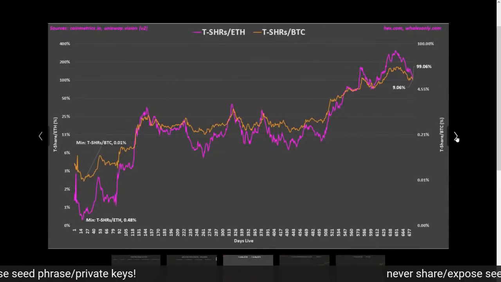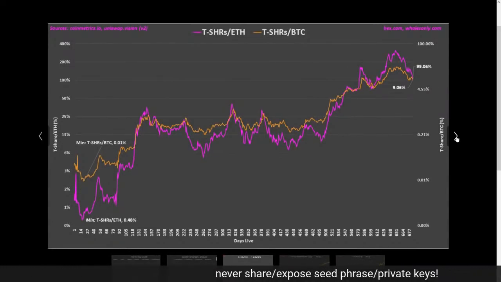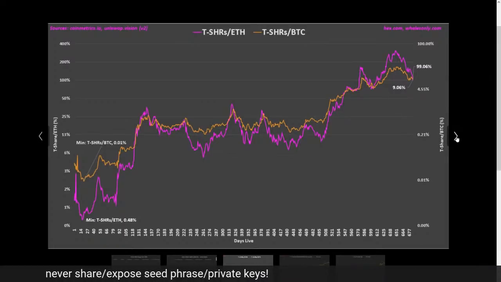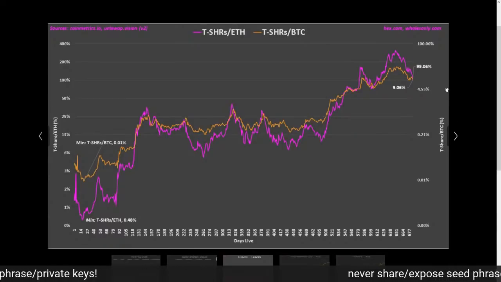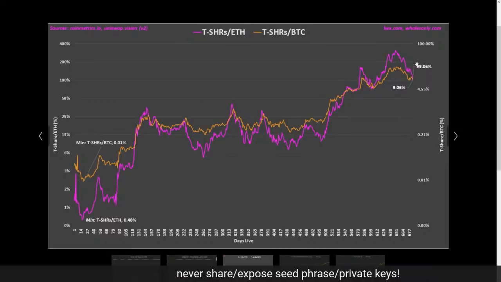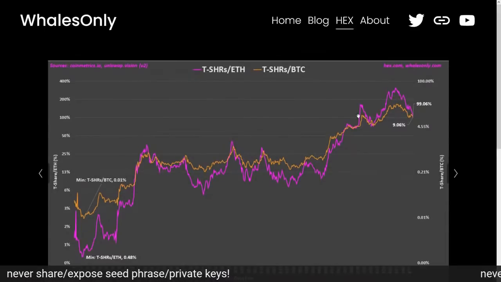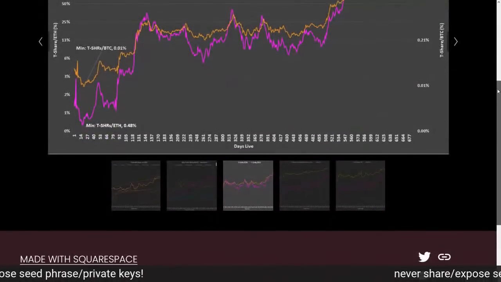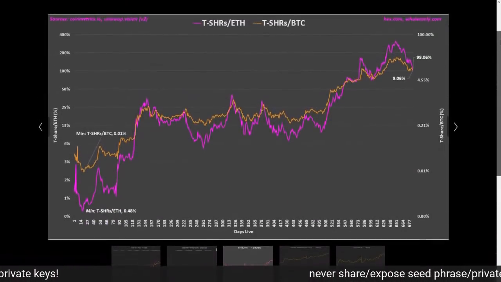And here we have T-shares in dollar terms versus Ethereum and Bitcoin in dollar terms. And you know, we're still at 100% basically. And at 9% of a Bitcoin, T-shares is the 99. T-shares versus ETH is a 99% figure in pink, and T-shares versus Bitcoin is a 9% figure in orange. Sorry guys, I keep smacking this damn roller on my mouse.